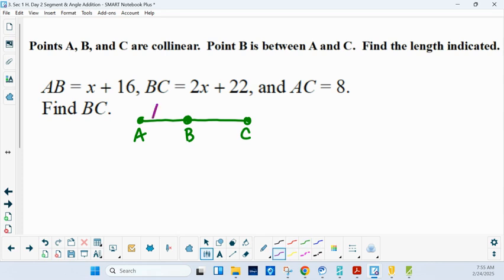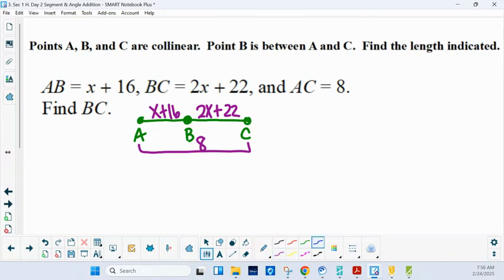From A to B is x plus 16. From B to C is 2x plus 22, and then AC is 8. So I would just quickly draw a diagram. It takes a second, and then you know for sure what you're dealing with and how you can create your equation. So we've got two pieces. We know the whole. Let's combine them.